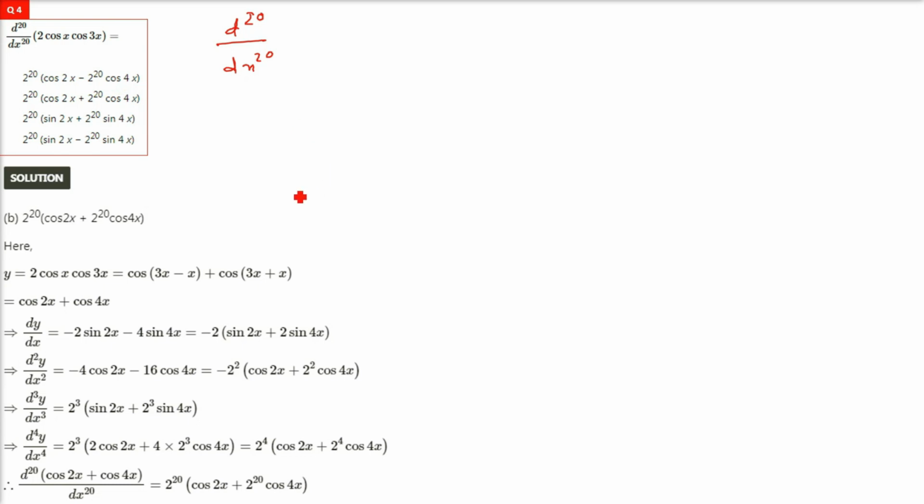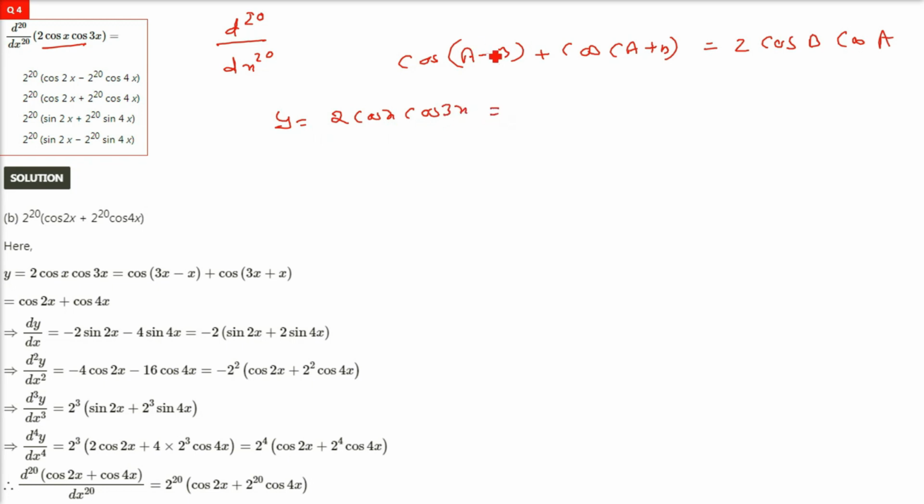The trigonometric identity and equation will come handy in this. First, this 2 cos x cos 3x. So 2 cos a cos b is nothing but cos b minus a plus cos b plus a. This you already know. So just remember, cos a minus b plus cos a plus b is nothing but 2 cos a cos b. So that is what we are going to apply here. 2 cos x cos 3x can be written as cos 3x minus x plus cos 3x plus x. So the multiplication thing we have converted into the addition thing.